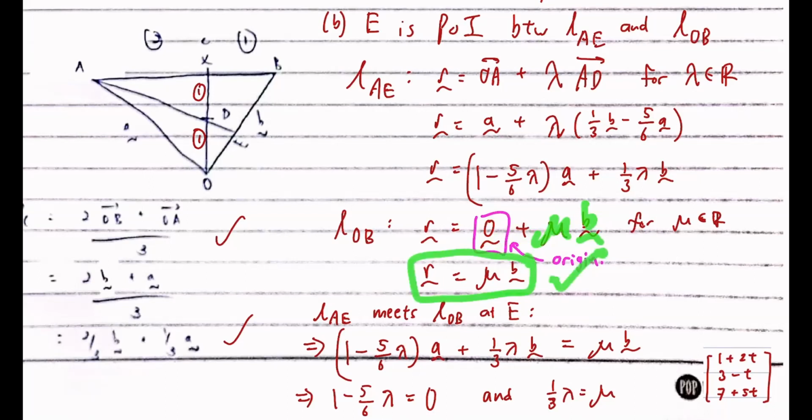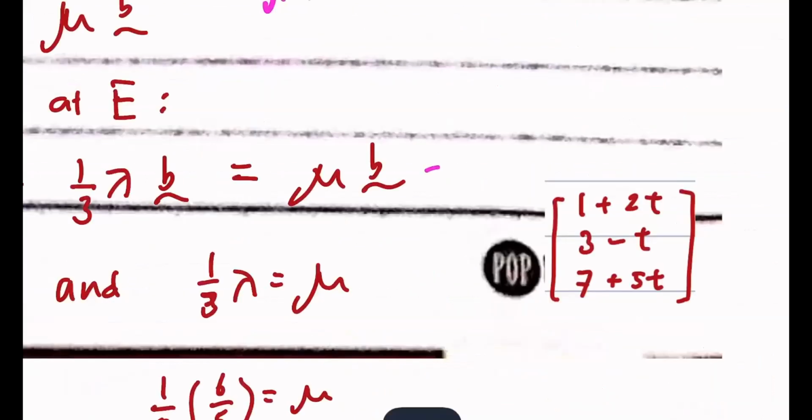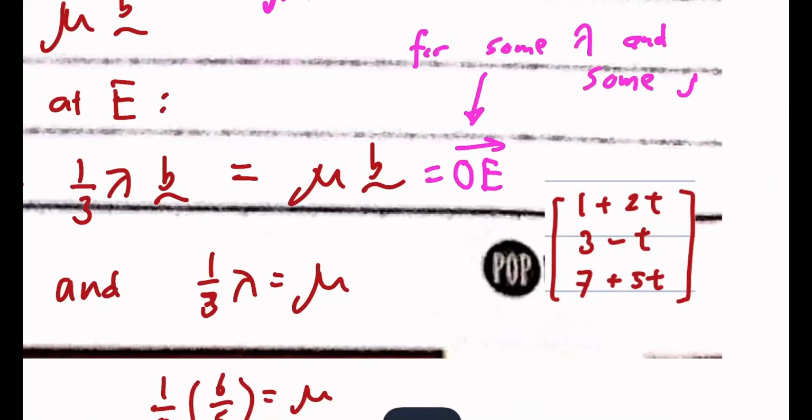Is it okay? So you got the vector equation of line AE and the vector equation of line OB. r equals r equals? Equate them. Substitute. So that's why you get line AE equals line OB. Maybe it would be more accurate to say equals vector OE for some lambda and some mu. Okay, must always have the same.